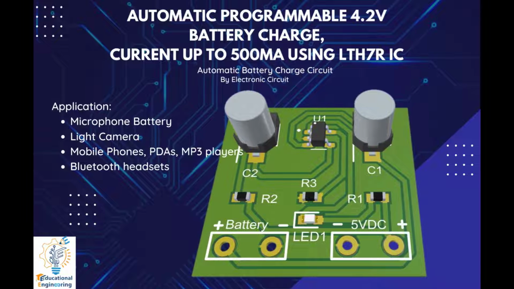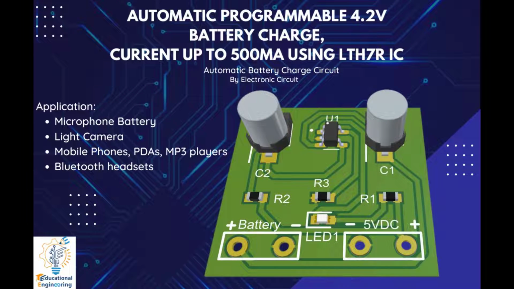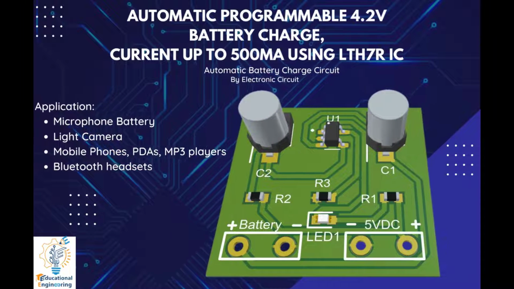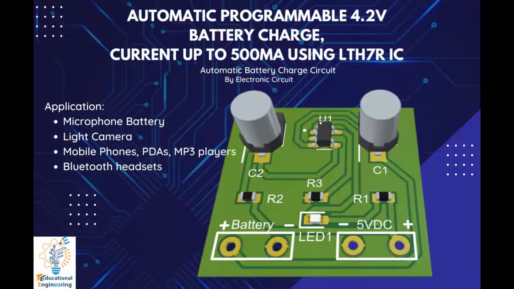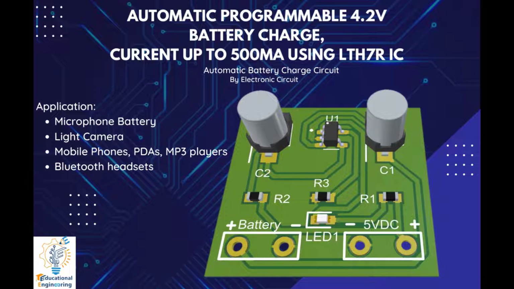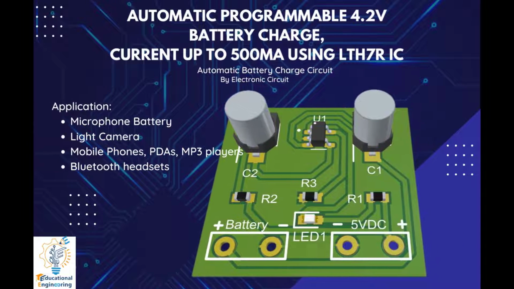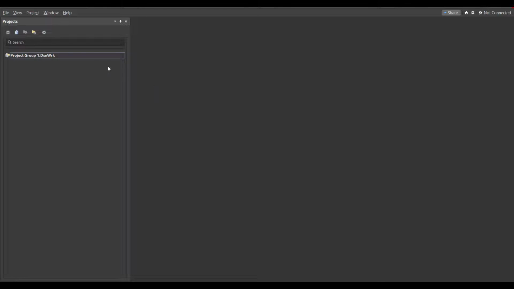Welcome again to another video. In this video, we're going to design an automatic programmable 4.2 volts battery charger, with current up to 500 milliampere, using the LTH7R IC. The primary application of this board is for microphone batteries, light cameras, mobile phones, PDAs, MP3 players, and Bluetooth headsets. First, we need to create a project.